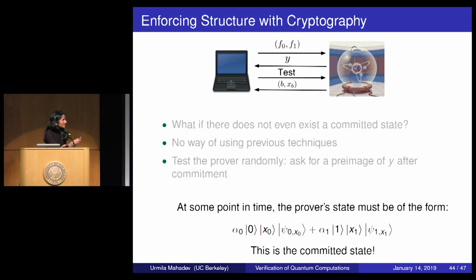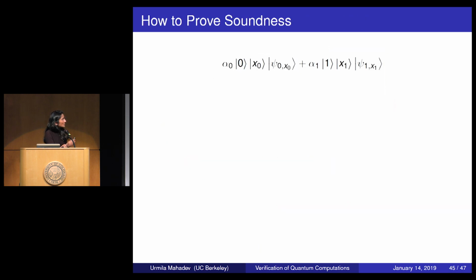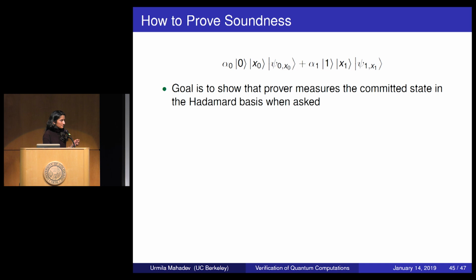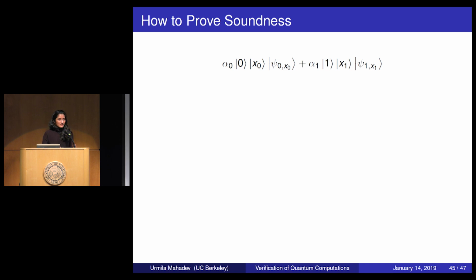Okay, so now this is the harder part. So this is a committed state. But the next step is the verifier is going to ask for either a Hadamard or standard basis measurement. And I have to be able to show that when the prover is asked for the Hadamard basis measurement, he does measure this committed state in the Hadamard basis.